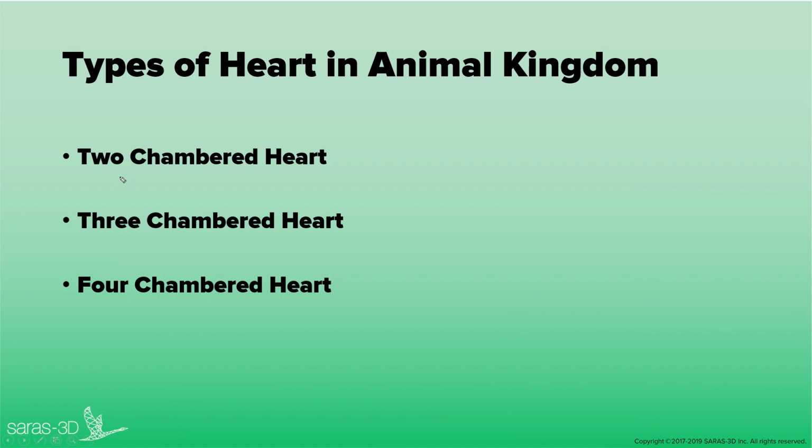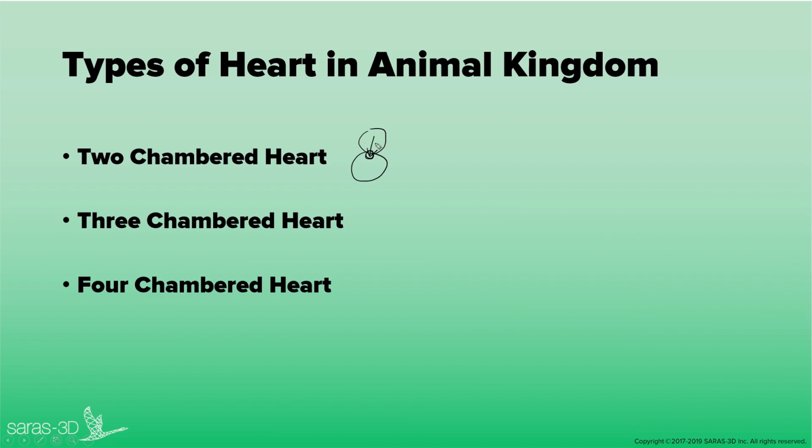Now starting with the two-chambered heart. So what does a two-chambered heart mean? It means there are only two chambers, one auricle and one ventricle, and they are both connected with a single valve. Now how does it work? This kind of heart is present in aquatic animals, especially in fishes, which pushes the blood from one chamber to another chamber.